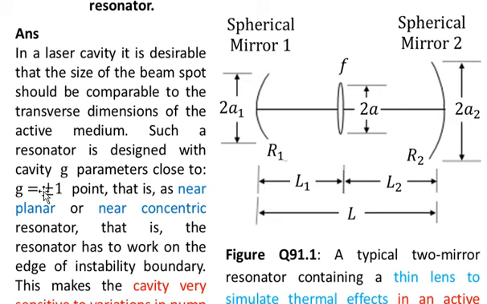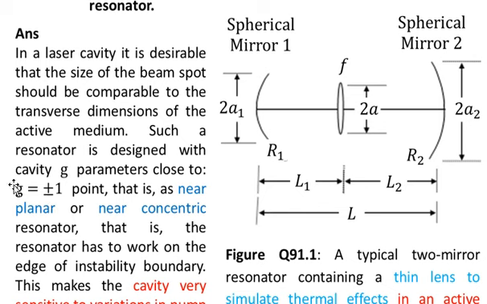Such a resonator is designed with the cavity G parameter close to G equal to plus or minus 1. You see that this G parameter is actually a product of two quantities, G1 and G2. G1 is related to mirror 1 through the relationship G1 equals 1 minus L over R1, and G2 due to mirror 2 is given by G2 equals 1 minus L over R2. This is what we have discussed in one of the previous slides.